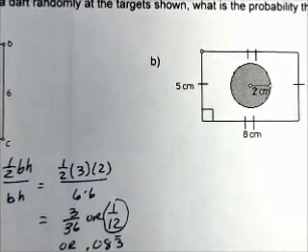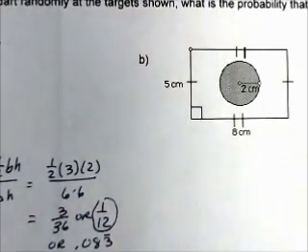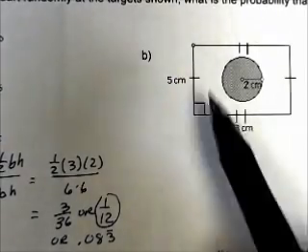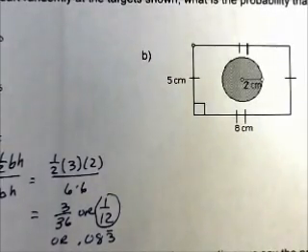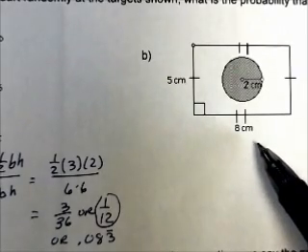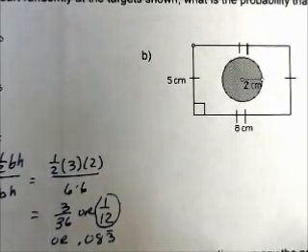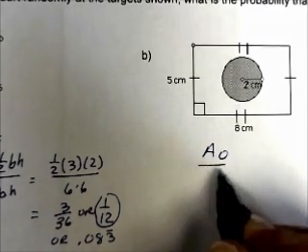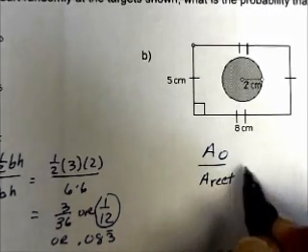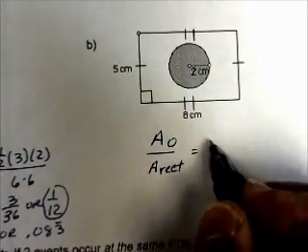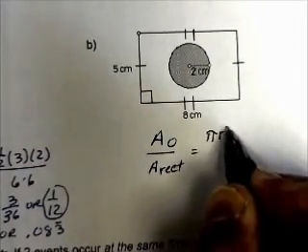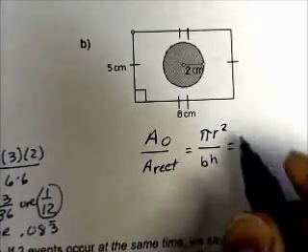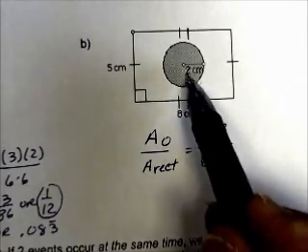Our next dartboard, we have a circle shaded in the center, and then our outer area is that of a rectangle. So we would take the area of the circle and divide it by the area of the rectangle. Area of a circle is pi r squared. Area of a rectangle, base times height, or length times width. What's our radius here? It's 2.